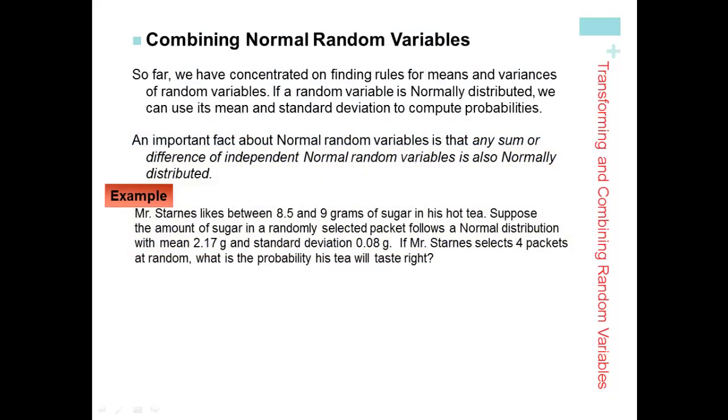So far we have been concentrating on finding rules for means and variances of random variables. If the random variable is normally distributed, we can use the mean and standard deviation to compute its probability. An important fact about normal random variables is that any sum or difference of independent normal random variables is also normally distributed. So here's an example. If Mr. Starnes selects 4 packets at random, what is the probability that his tea will taste right?